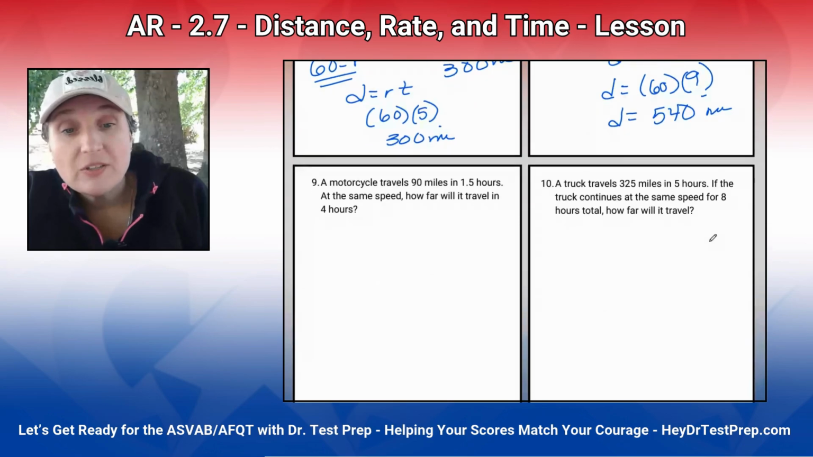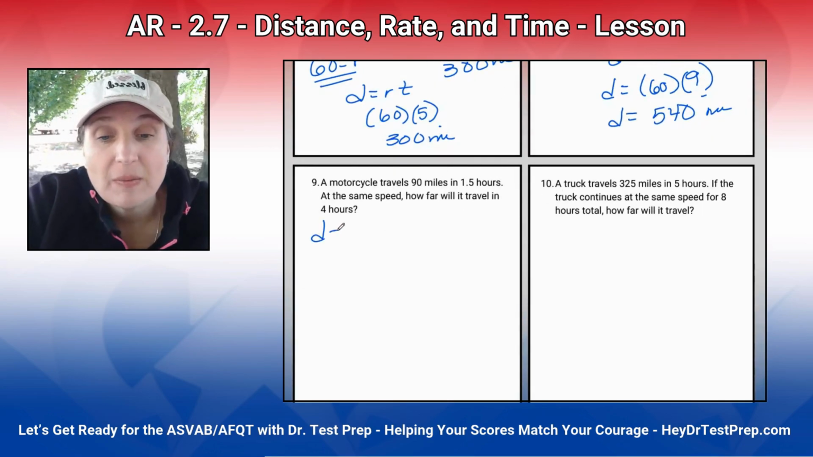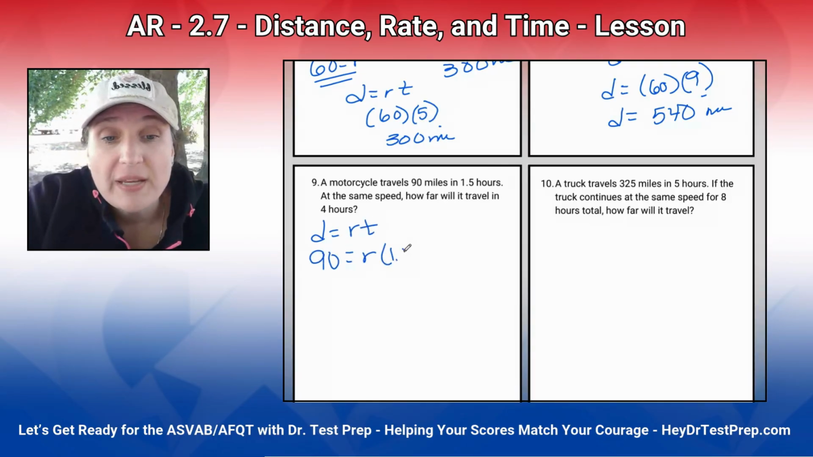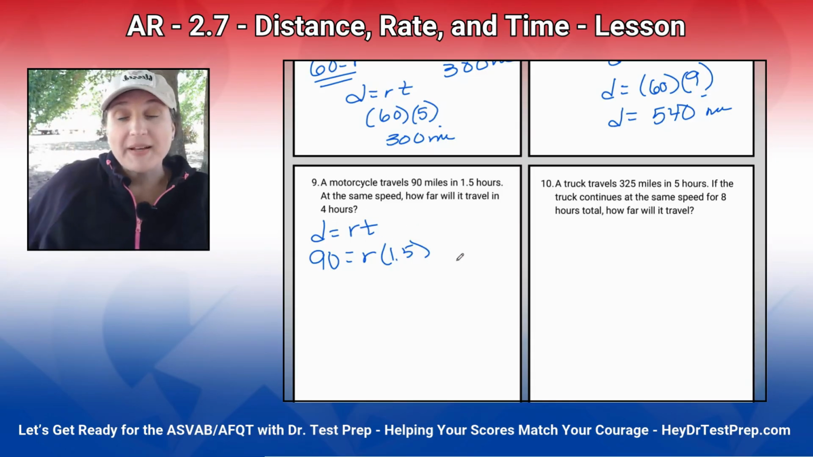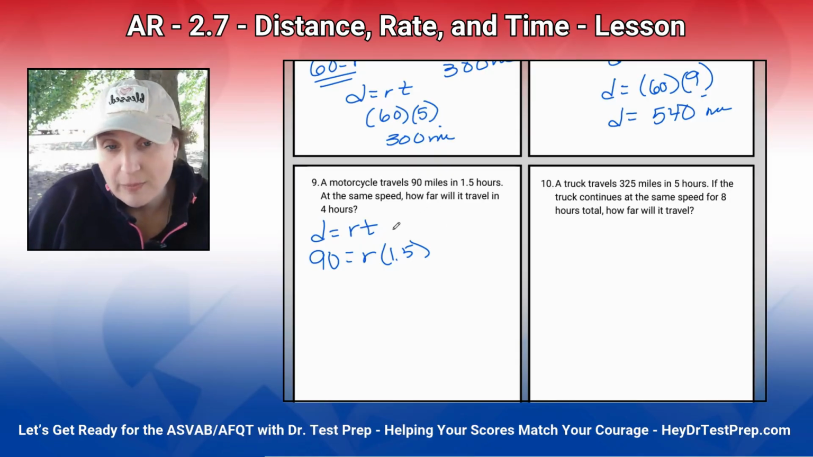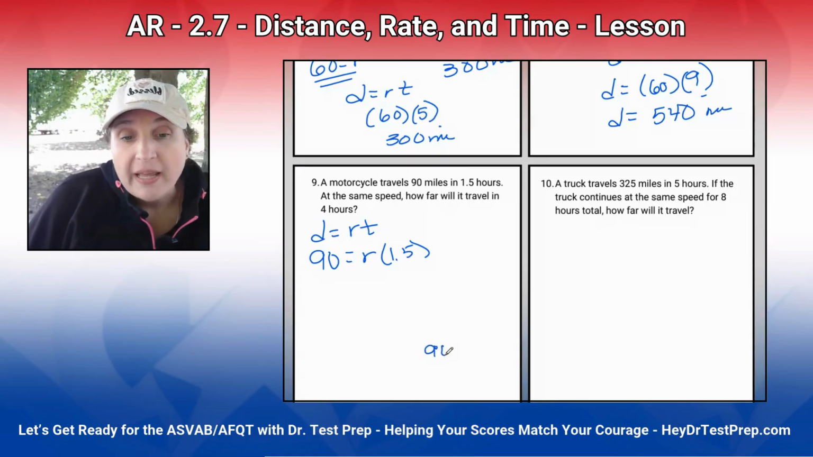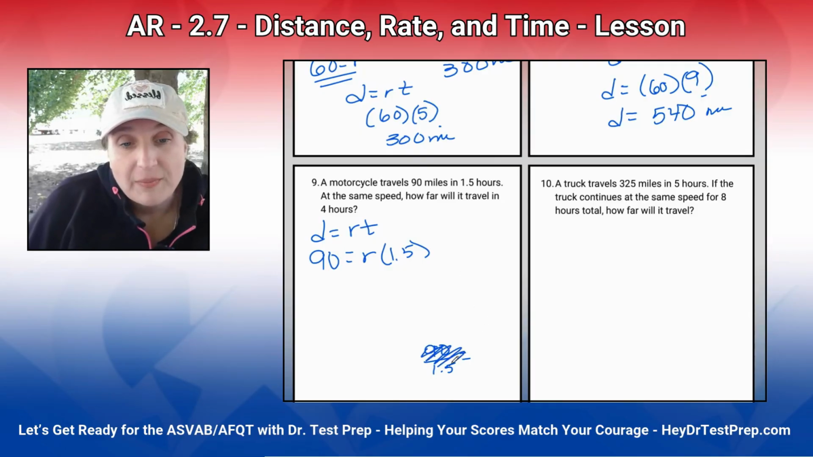A motorcycle travels 90 miles in 1.5 hours. So we've got 90 miles. We don't know the rate, but we know it was 1.5 hours. At the same speed, how far will it travel in 4 hours? Now, people have asked me, Doc, can I set this up as a proportion? In theory, all of these could be. You could do 90 over 1.5 equals, well, no, you can't because we don't know the rate. I lied. If we knew the rate, we could have done that.